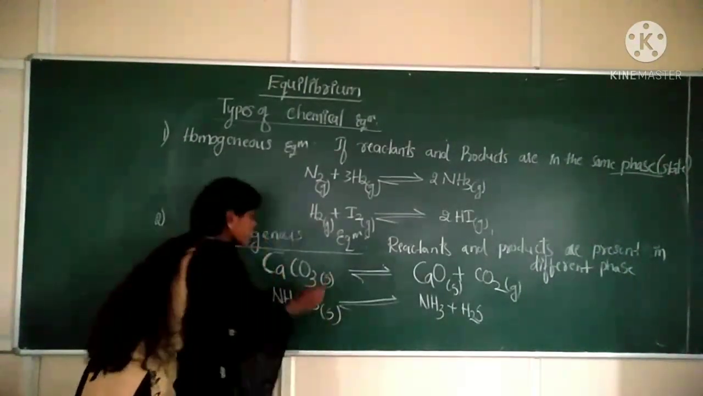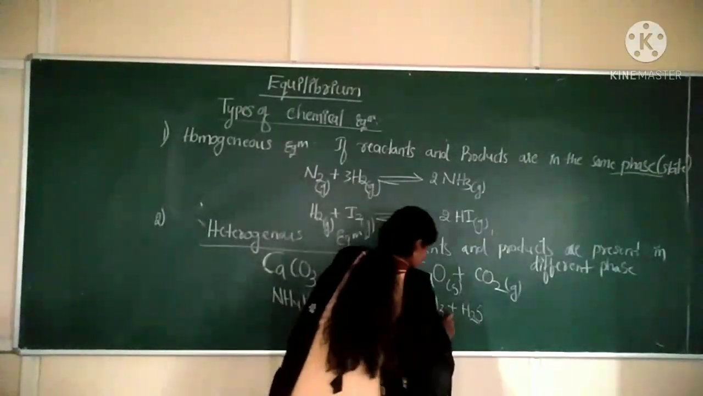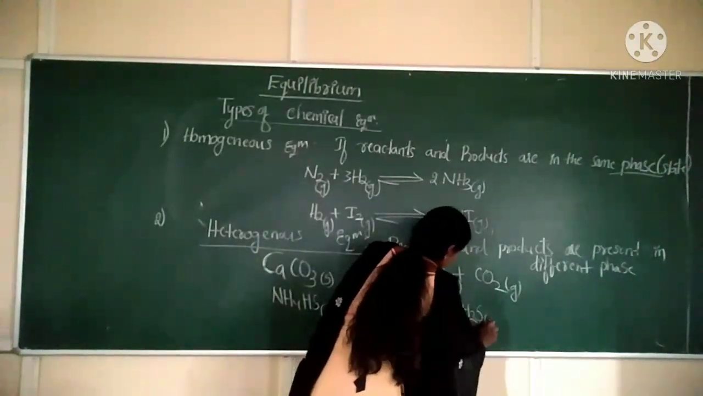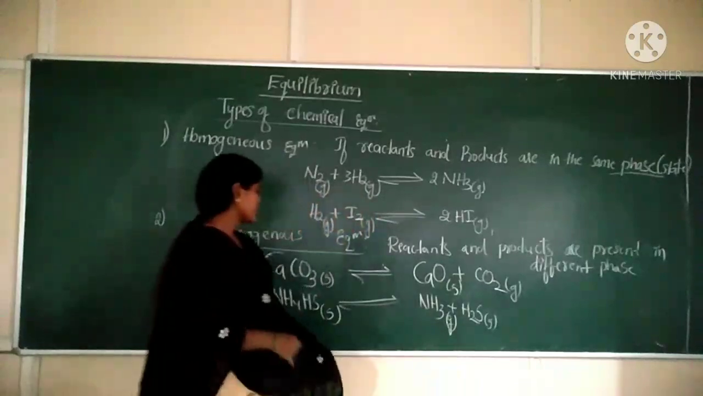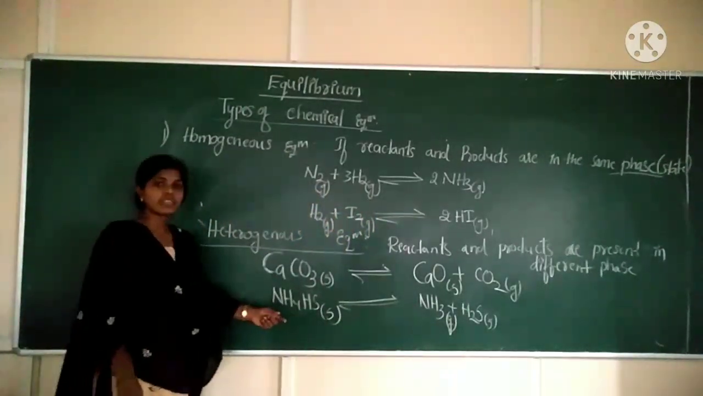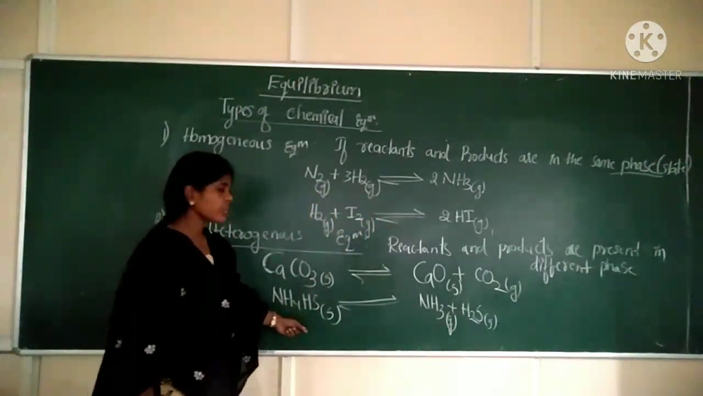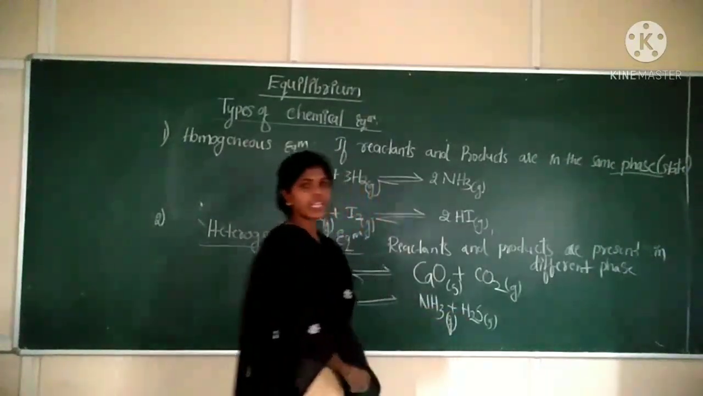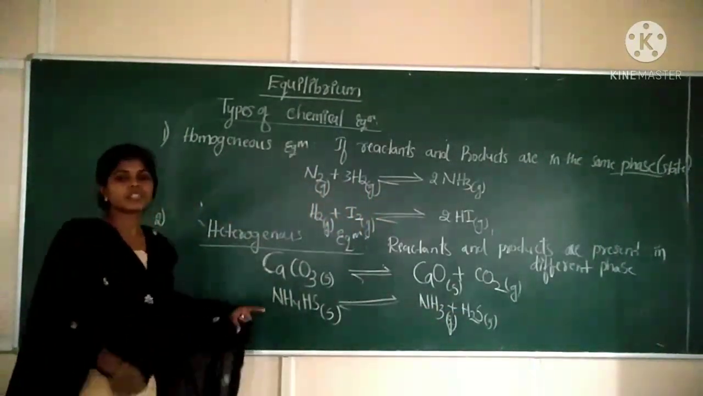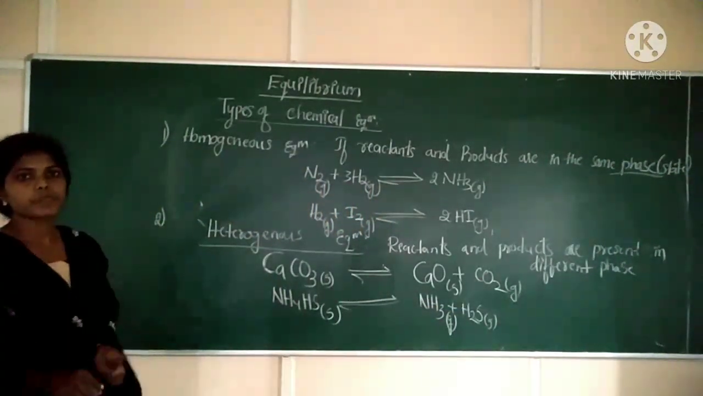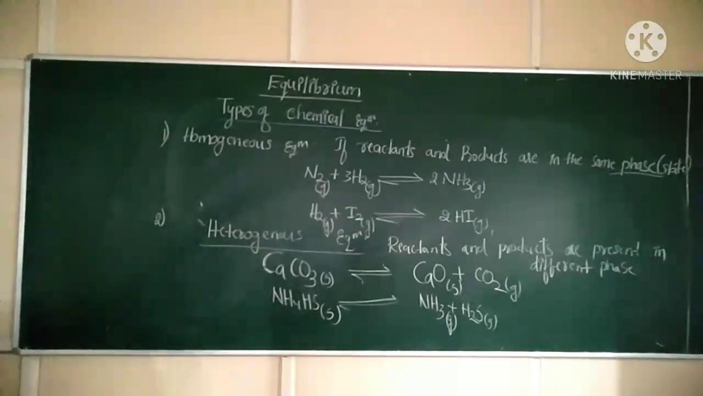NH4HS is present in solid state, NH3 in gaseous state, hydrogen sulfide is also in what? Gaseous state. Now the reactant is present in which state? Solid state. Products are present in which state? Gaseous state. So this is an example for what? Heterogeneous equilibrium. Clear?